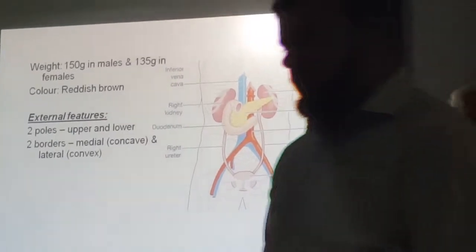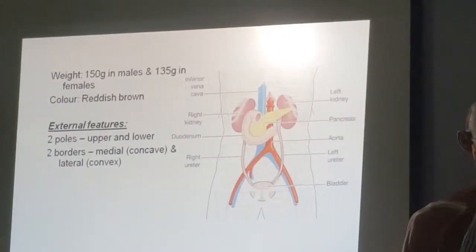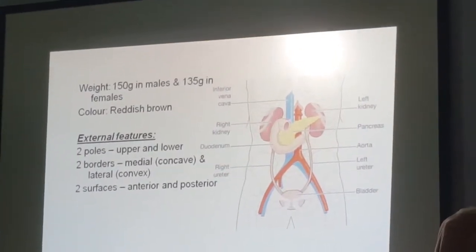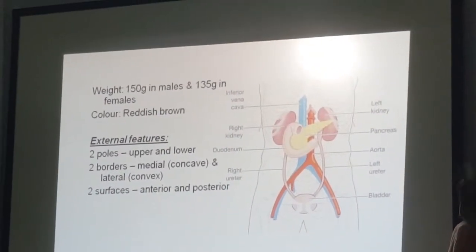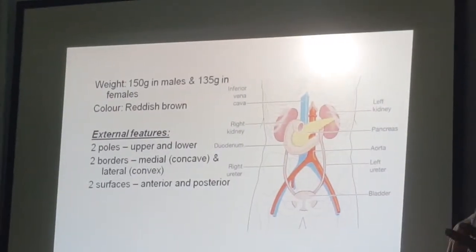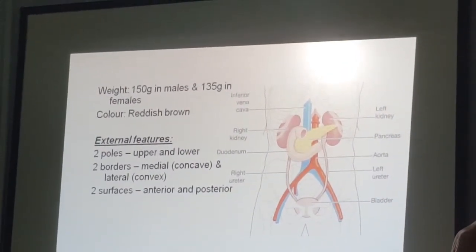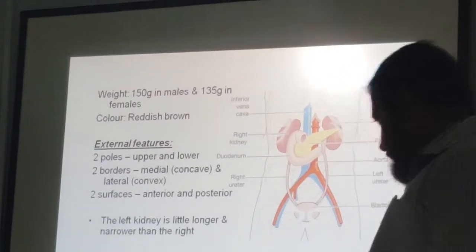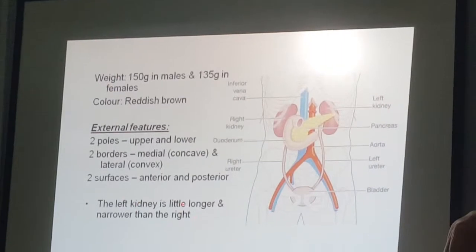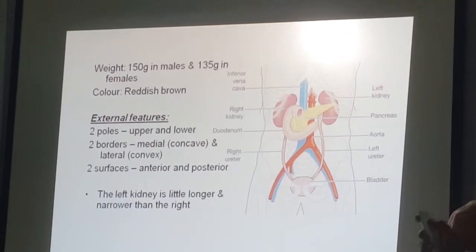Okay, the medial border is concave, the lateral border is convex. Two borders, two poles and two surfaces: the anterior surface, which you are seeing from the front, and the posterior surface. So these are the external features: two poles, two borders and two surfaces. The left kidney is a little longer and narrow compared to the right kidney.